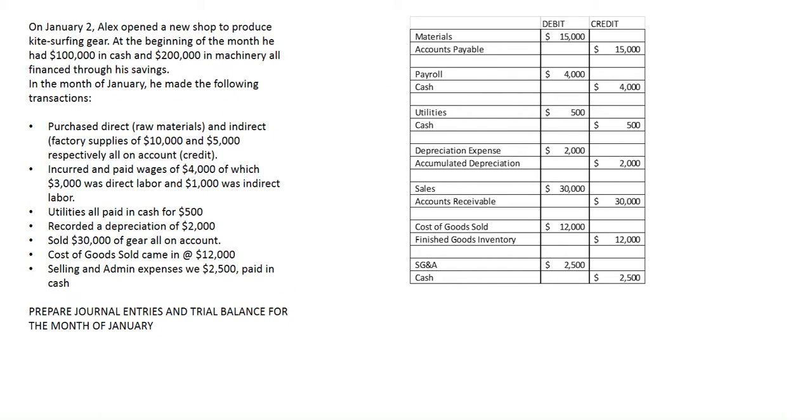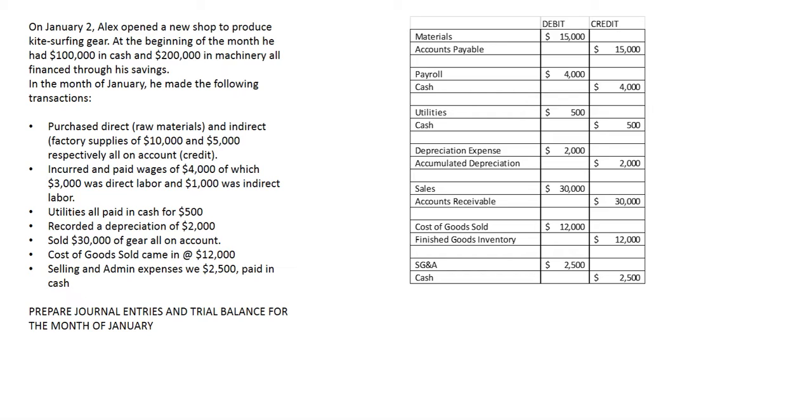Hi everybody. In this example, we are going to look at how to prepare journal entries and how to calculate and come up with the trial balance given specific transactions. So in the example, we have a person. He's opening a new shop. At the beginning of the month, he has $100,000 in cash and $200,000 worth in machinery, all financed through his savings. So it's a new venture.